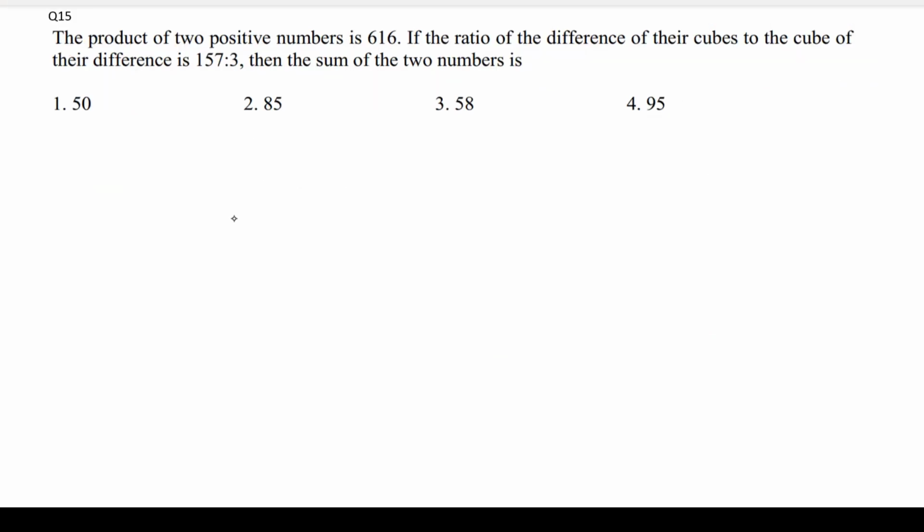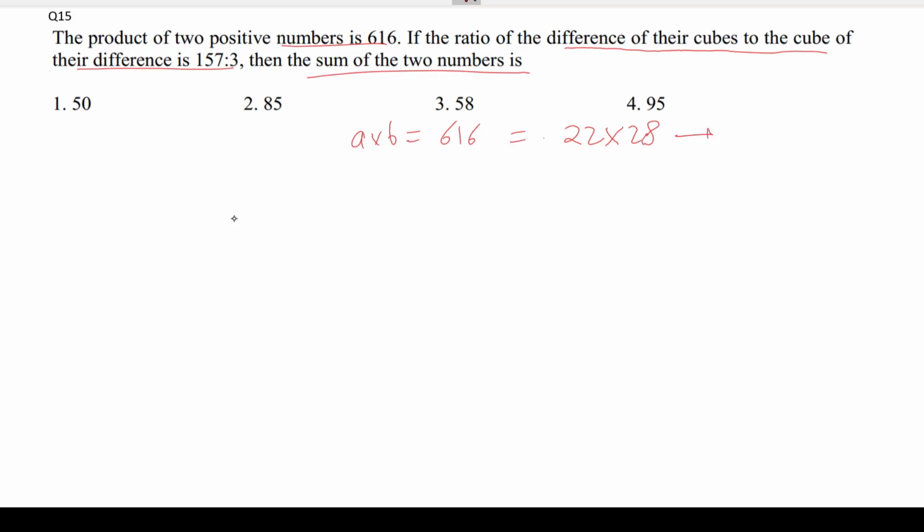This is question number 15. The product of two positive numbers is 616. If the ratio of the difference of their cubes to the cube of their difference is 157:3, then the sum of the two numbers is. So the product, let the numbers be a and b, equals to 616. 616 is a quite popular number. If you know, it is the product of 22 and 28.